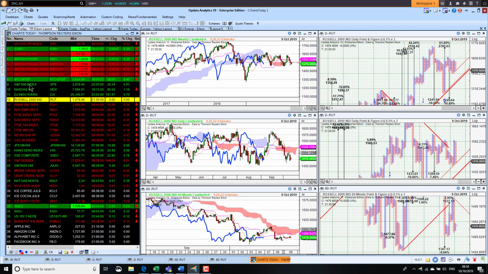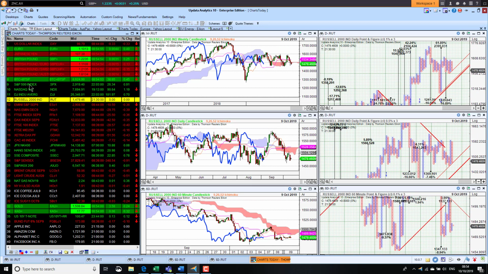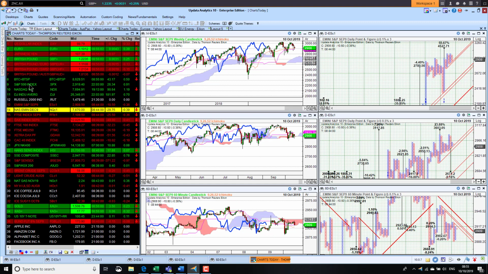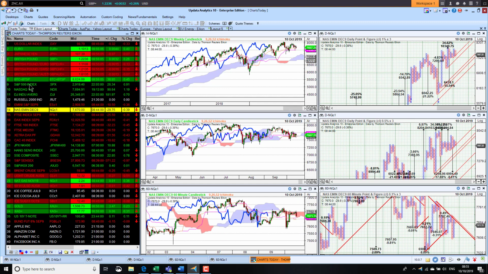And the Russell 2000, our biggest concern for the market really, this is the breadth of the market, 2,000 stocks in this index, and it's bearish on all three time frames. The futures this morning are down about 1/3% on the S&P future, and the Nasdaq E-mini down 0.4%. That is suggesting that the market will open slightly lower.